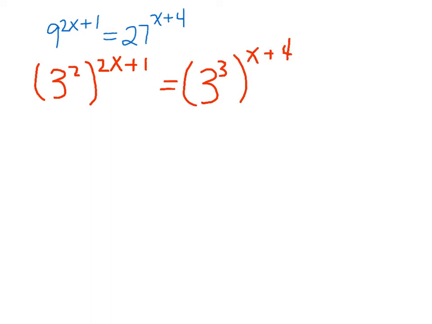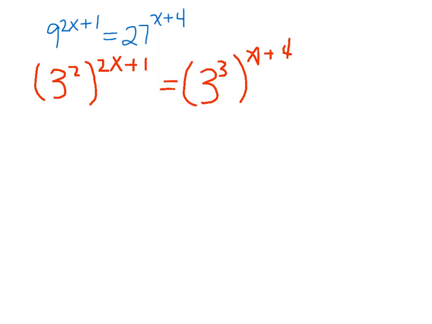And then I'm going to inspect this before I move on and make sure I haven't changed anything. 3 squared is the same thing as 9, and my exponent is still the same. 3 cubed is 27. That's equal. X plus 4 is still the exponent. So this is exactly the same equation here and here. I haven't undone anything. I didn't add. I didn't multiply. It's just my 9 and my 27 are fancy in this second step.